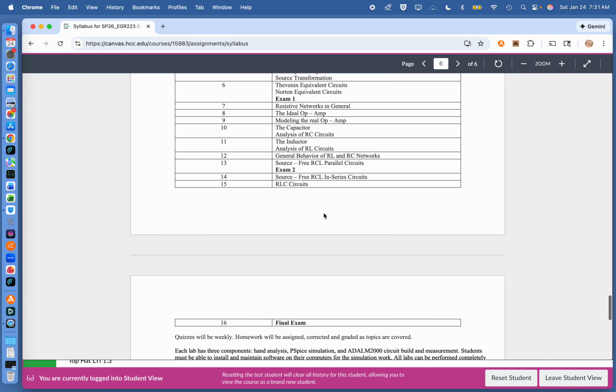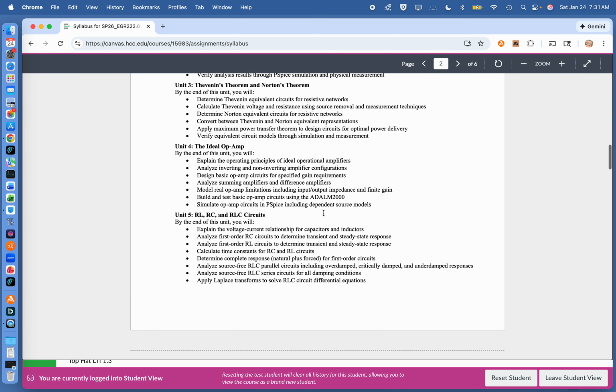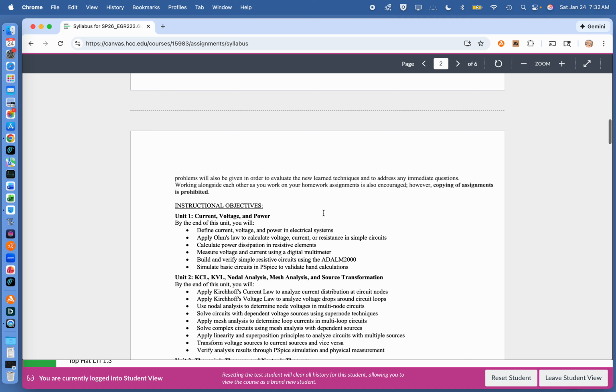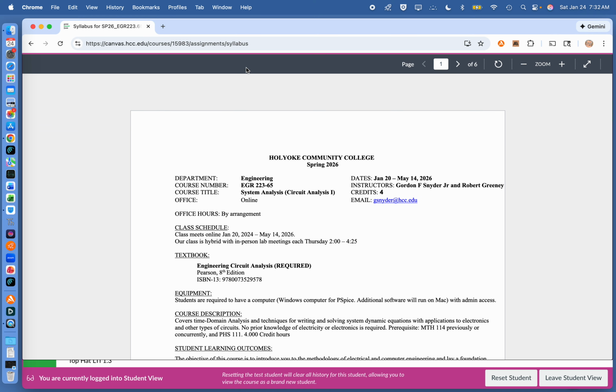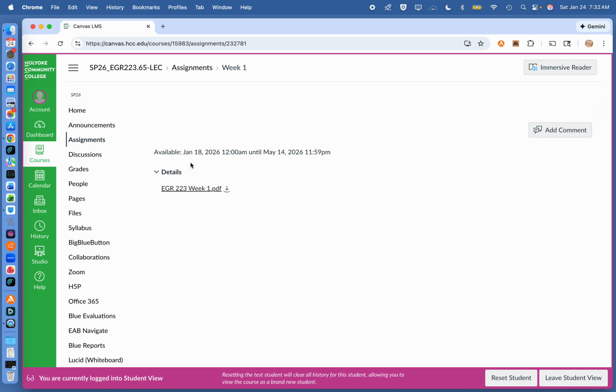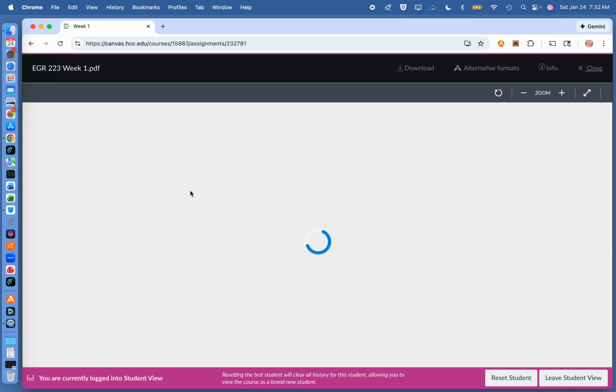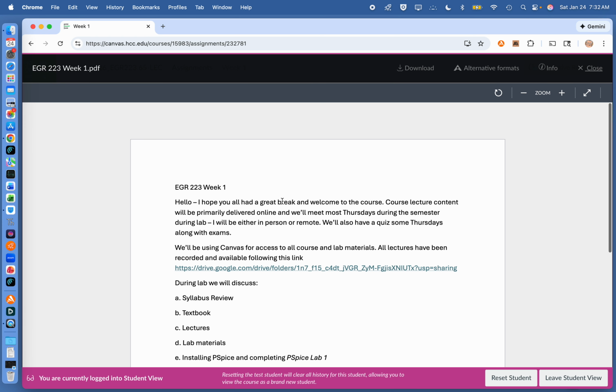Now, what else do we have here? I think that's it. Yeah, that's it. So that's the syllabus. Now let's take a look at the way the course is laid out. All right, and I'm going to just click week one. Each week I will post basically a document similar to this, another PDF. All right, so what do we got?